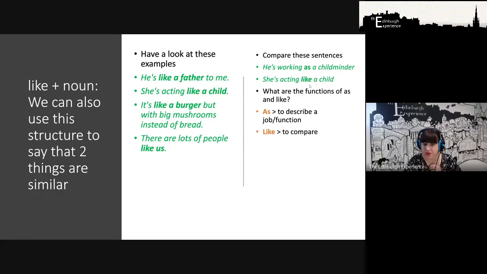So here, this is using to compare. So like we said here, she's acting like a child. She isn't actually a child. I'm just making a comparison about that. So a good example of that would be to say, I'm working like a dog. Yeah, and I'm working as a dog. Okay, those are two very, very different things. Right, now this is a really common mistake as well, guys. He's as a father to me.